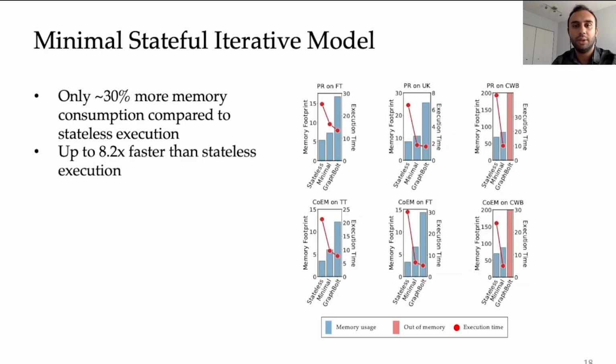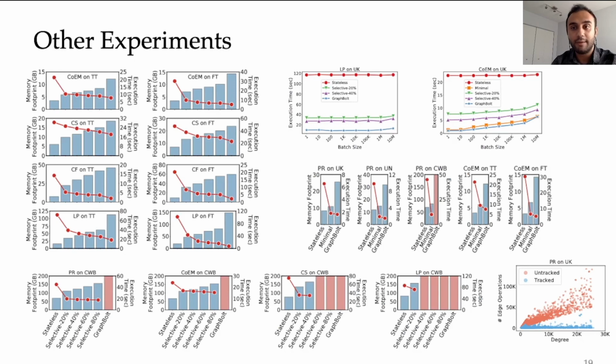Finally, with the Minimal Stateful Iterative Model, we track very little state, so it consumes much less memory compared to GraphBolt while delivering nearly the same performance. Compared to the stateless execution, the memory footprint increases by only 30%, but the performance gain is up to 8.2 times. There are detailed experiments with different graph applications and input graphs, and with varying runtime parameters like mutation batch sizes. We highly encourage you to check out the paper for the detailed evaluation.